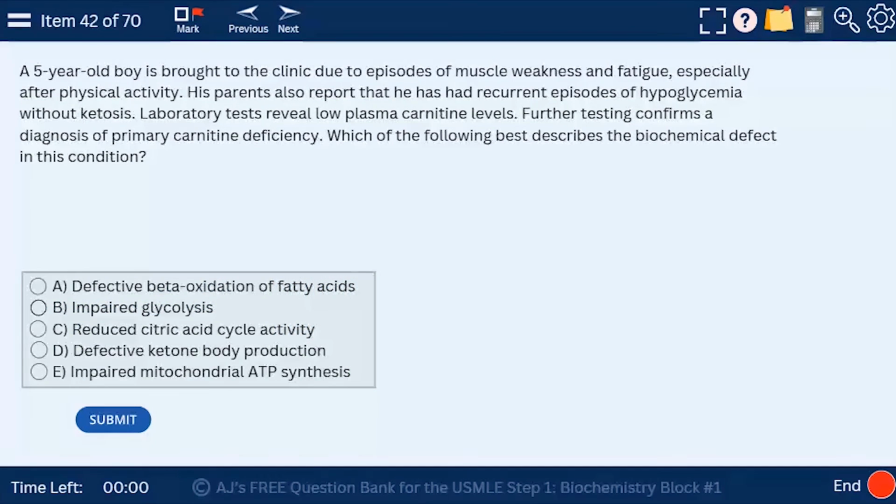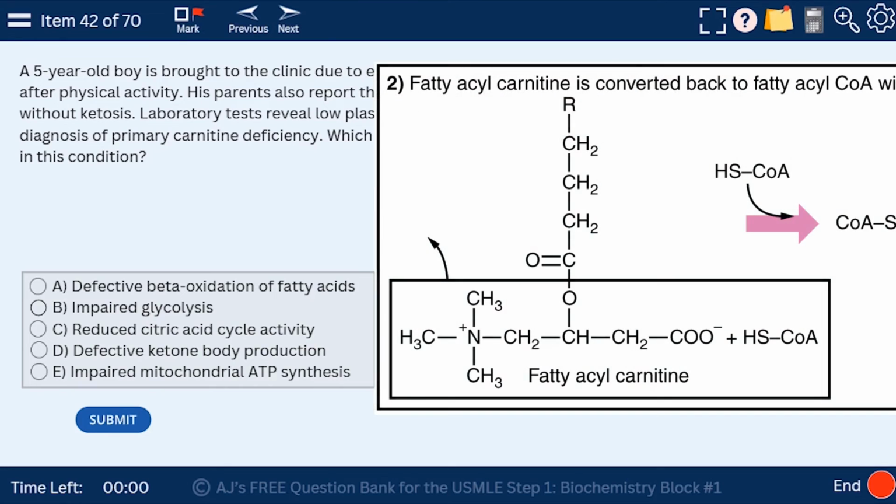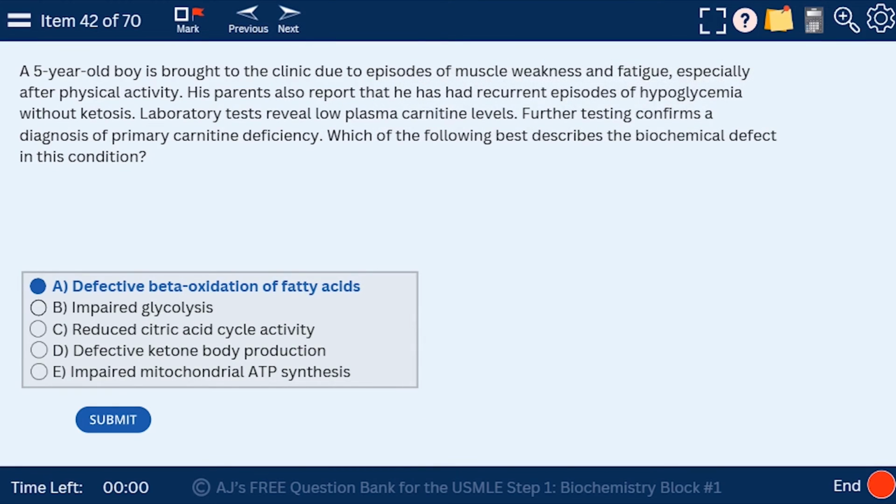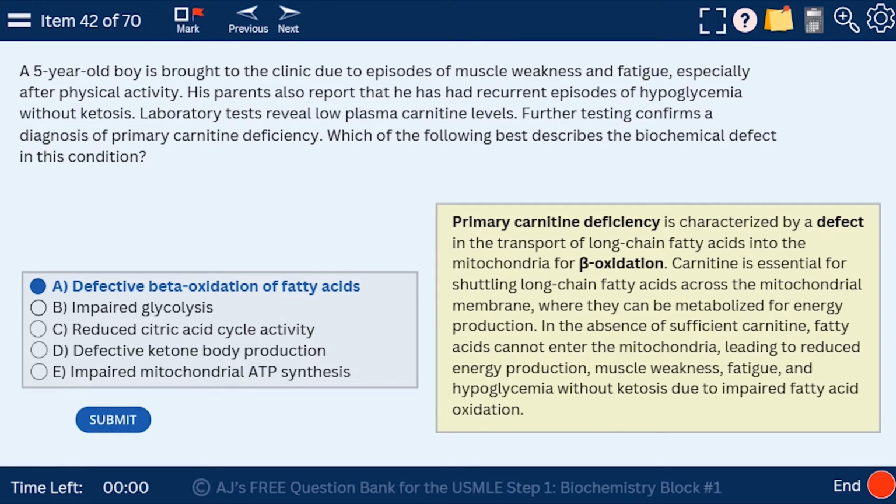Question 42. A 5-year-old boy with muscle weakness and fatigue. He has low plasma carnitine levels. That's important for fat transport. So he has primary carnitine deficiency. What's going on? Defective beta oxidation of fatty acids, because carnitine takes fatty acids into the mitochondria where they can be used for energy metabolism. And since we don't have that, we have defective beta oxidation of fatty acids.